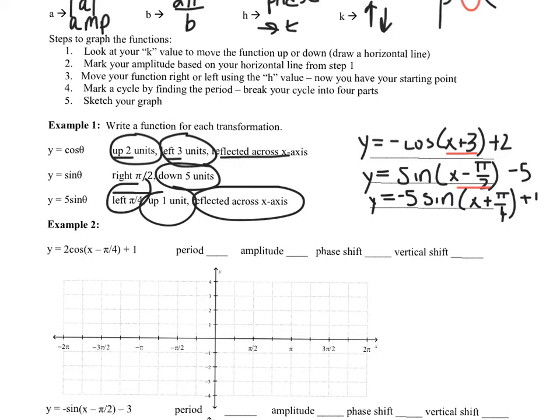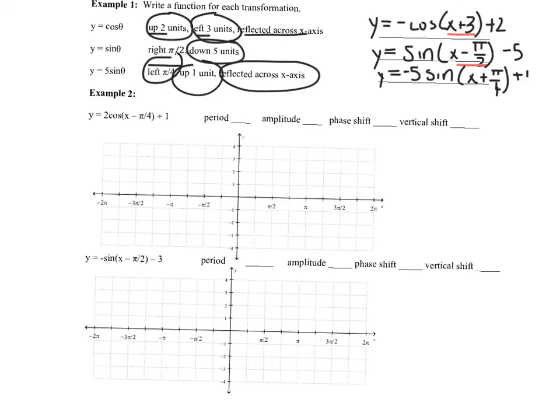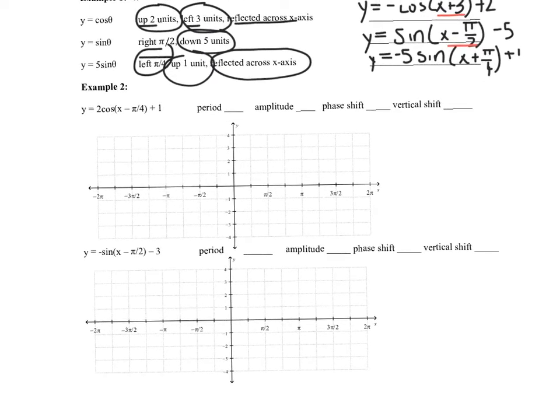So over here, we're going to graph them. When I graph, I want to specify what the period is, what the amplitude is, the phase shift, and the vertical shift. In this case, the amplitude is 2. The b value is the coefficient of x, so the period is 2 pi divided by b, divided by 1, so the period is 2 pi. The phase shift is going to be right pi over 4, because phase shift means right and left. And the vertical shift is up 1.